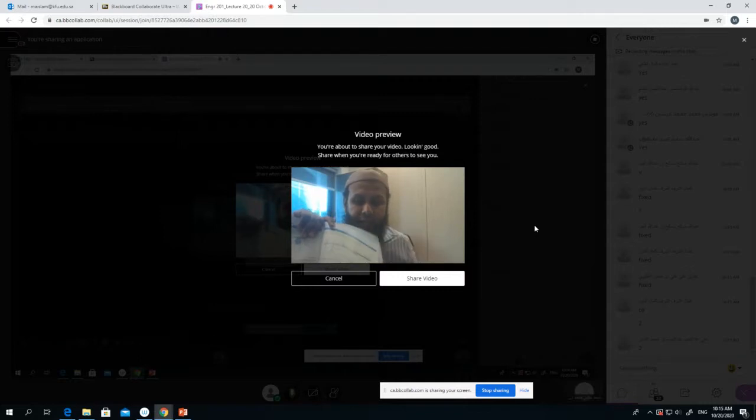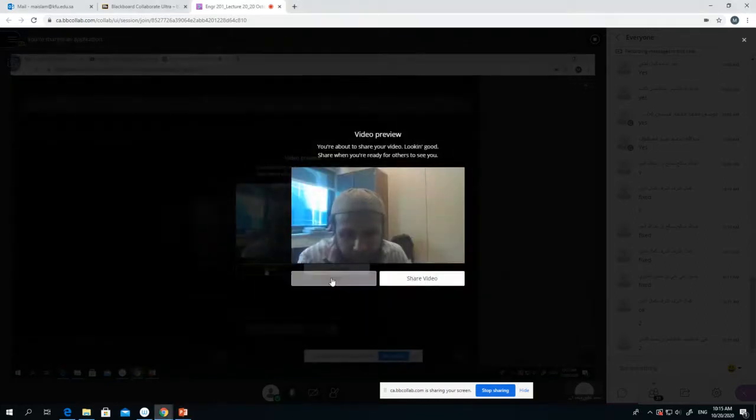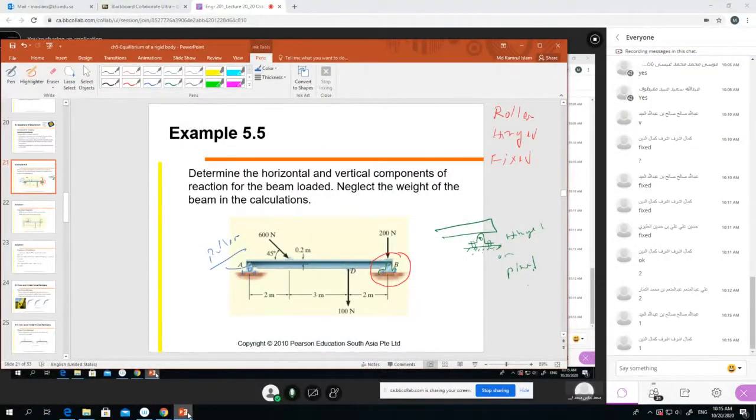In my slide it is not very clear, but because it's not clear, I told you verbally that this is the hinge and this is the roller. For roller, how many reactions will there be? For roller, one. Fine. Okay.